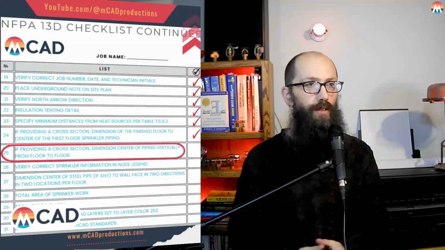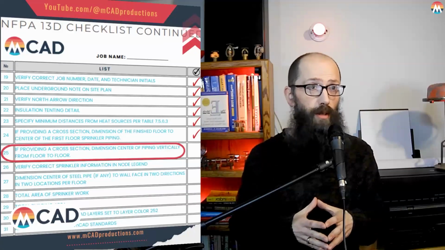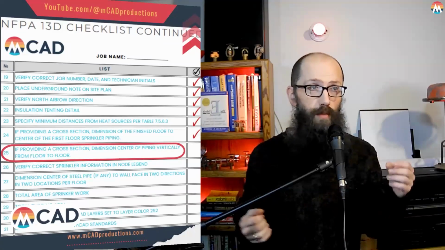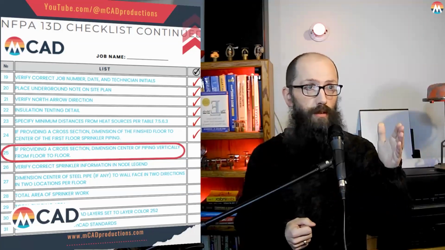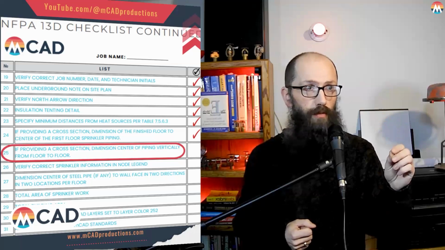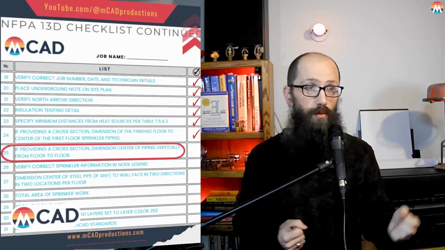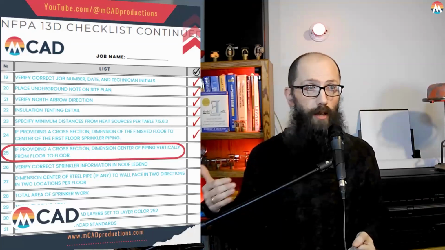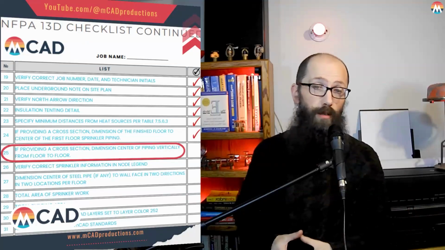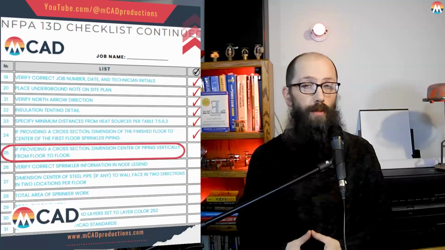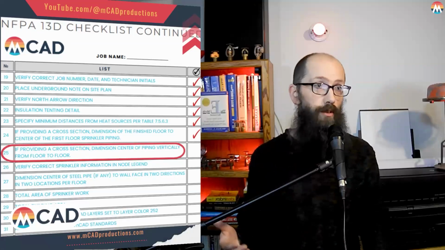Let's keep going here. So now we talked about that last checklist item, which was to dimension to the finished floor to the center of the first floor sprinkler piping. We showed that. This next one says dimension center of piping vertically floor to floor. Well, the project that we did was a single family, single story ranch home, right? So what does that look like?